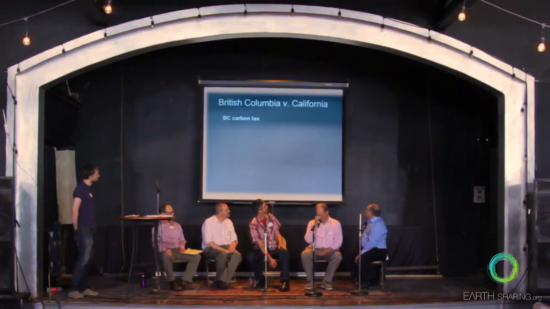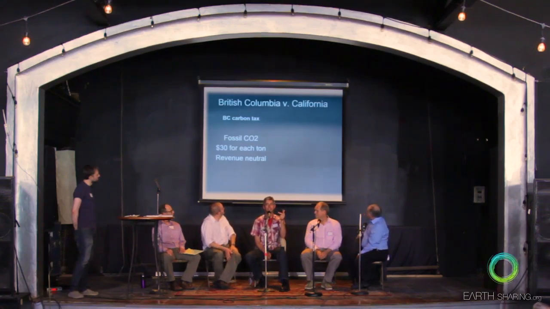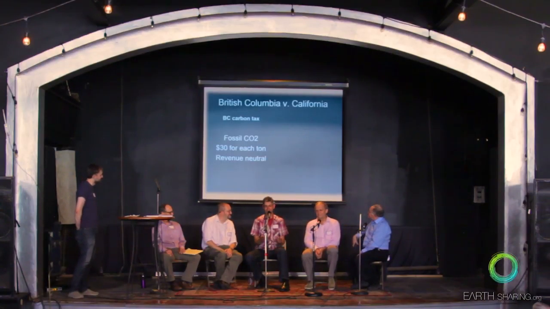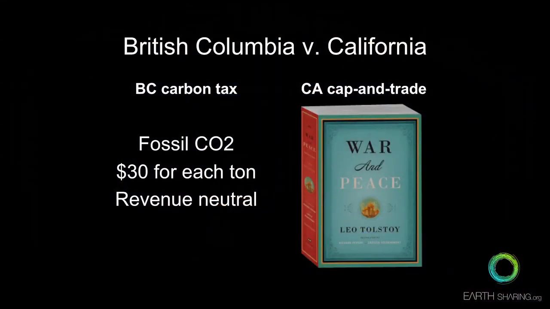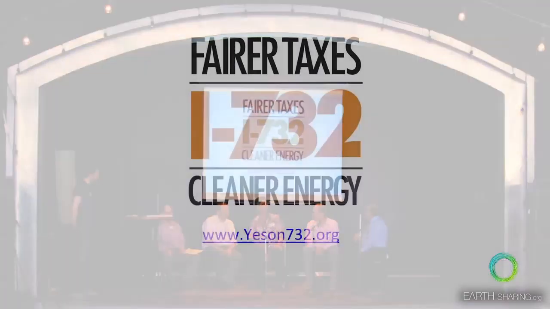I will give you my joke version of why I like the carbon tax better. The BC carbon tax is so simple and transparent, you can describe it with a haiku. So here's my carbon tax haiku. It's a fossil CO2, $30 for each ton, revenue neutral. California's cap and trade system, I would argue, is a little bit more like War and Peace. That doesn't necessarily mean that it's bad, it's just complicated. So that's kind of why I like the BC approach better.